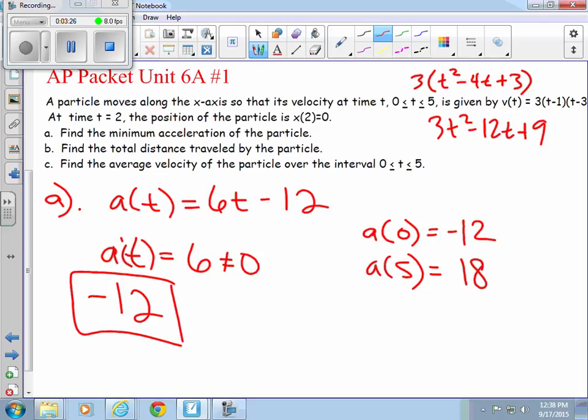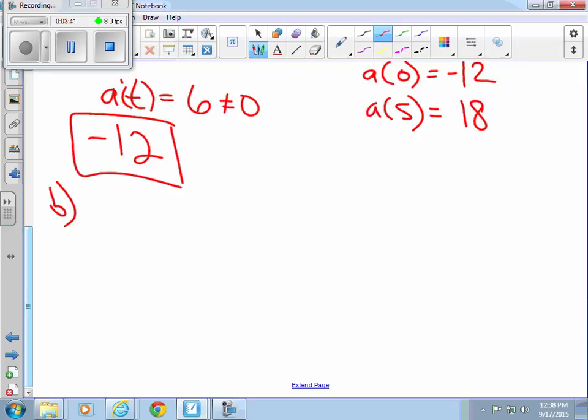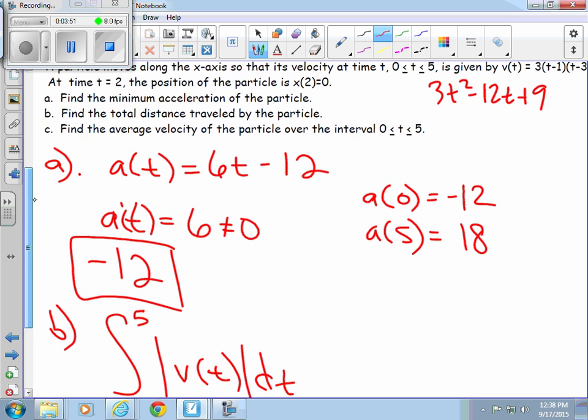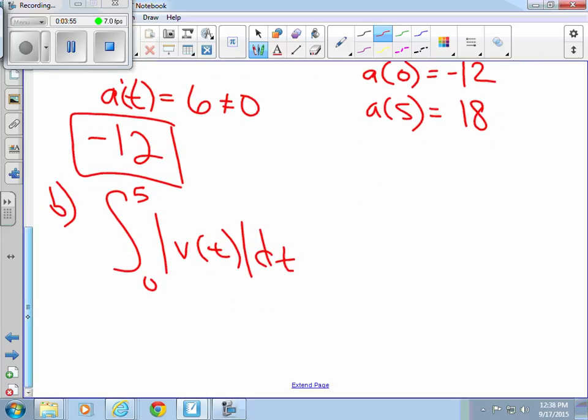Find the total distance traveled by the particle. I have velocity. How am I going to get total distance from velocity? Absolute value, velocity function, and integrate that. Did it say over the first 5 seconds? Absolute value function. Right.